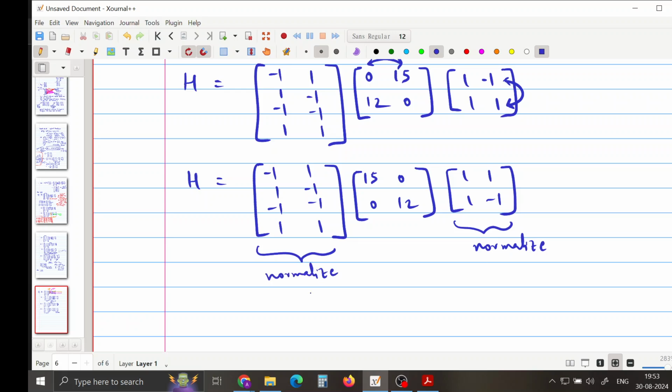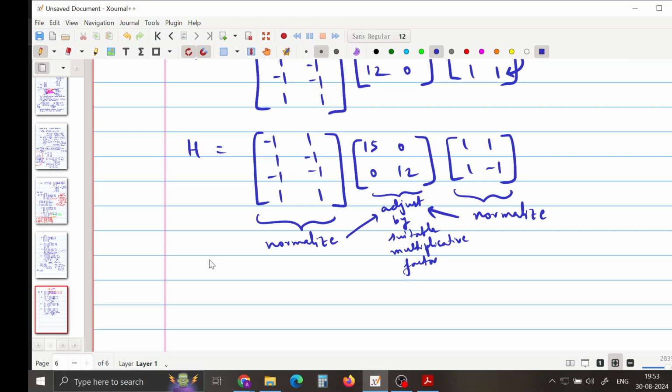And once you normalize it, you make the adjustment, adjust by a suitable multiplicative factor for the second matrix. So clearly the normalization factors are visible.